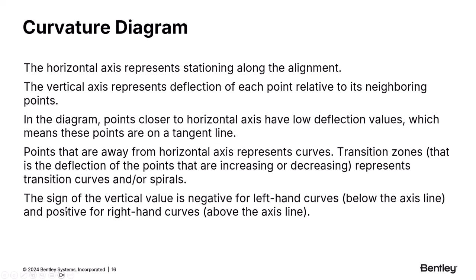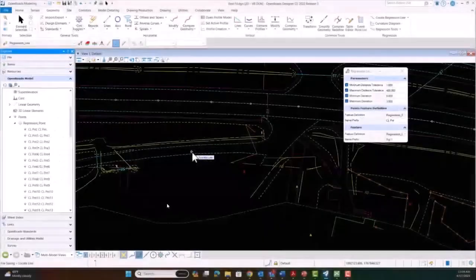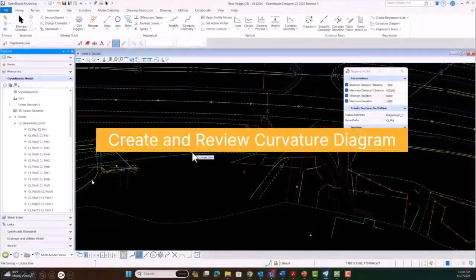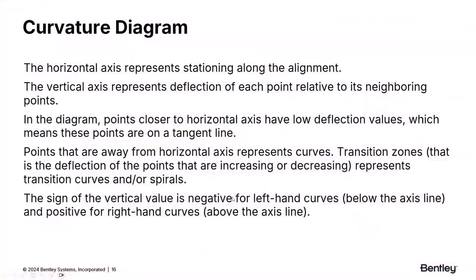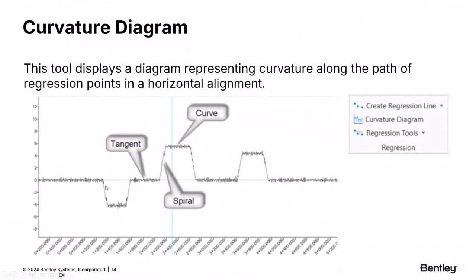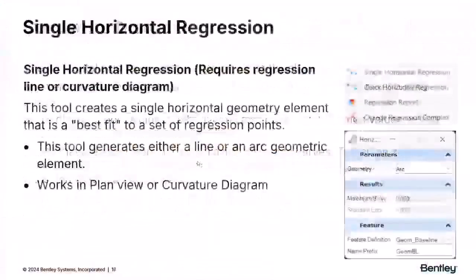Okay. Now the sign of the vertical value in the curvature diagram, on the y-axis here, the positive and negative values, is what we're referring to. If it's a negative value, it's a left-hand curve, so that means it's below the axis. A positive value is a right-hand curve. So negative, left-hand curve, below the axis; positive, right-hand curves, above the axis. Okay, let's go back to that diagram again so you can see what I'm talking about. Down here, up here. All right, so let's continue on.